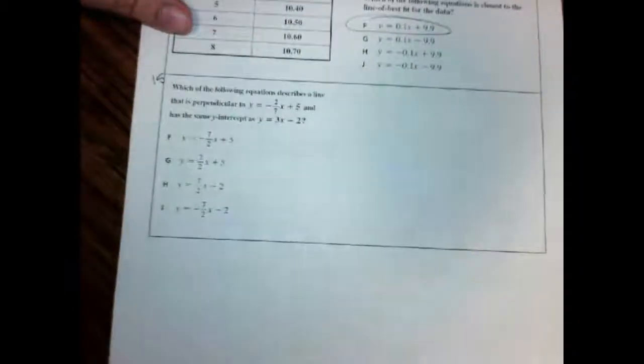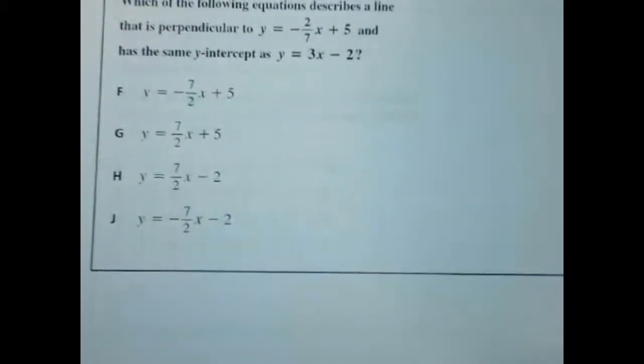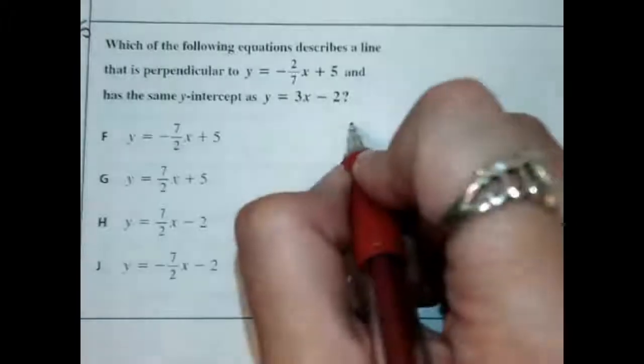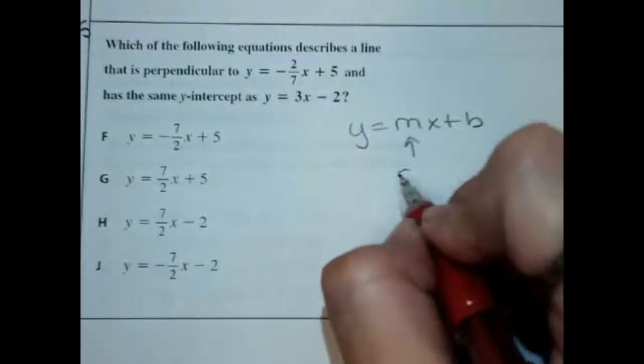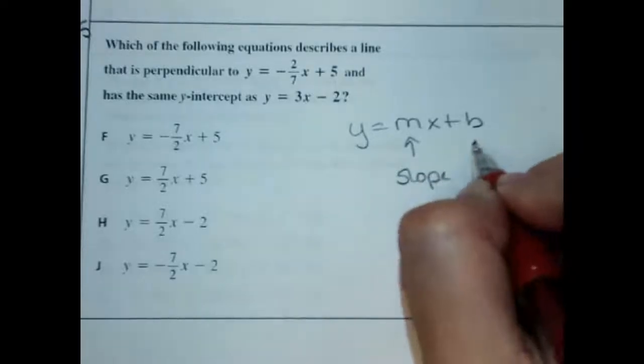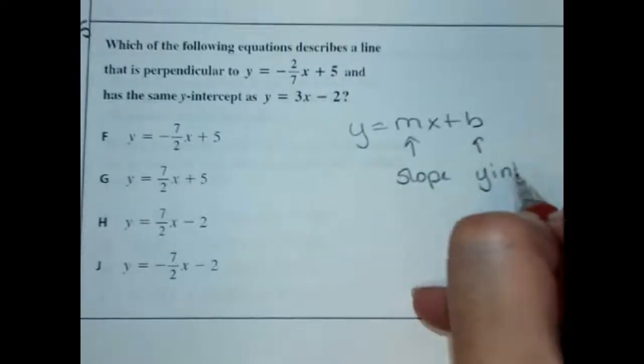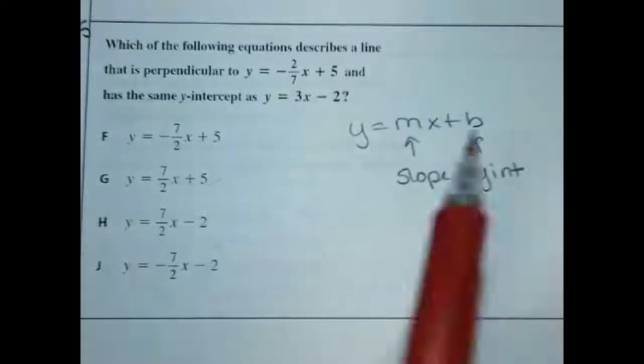Okay, our next question here talks about parallel and perpendicular lines, and really all we need to know for this is our favorite, y equals mx plus b. M is the slope, and b is the y-intercept. And then I'm going to have to know something about perpendicular.